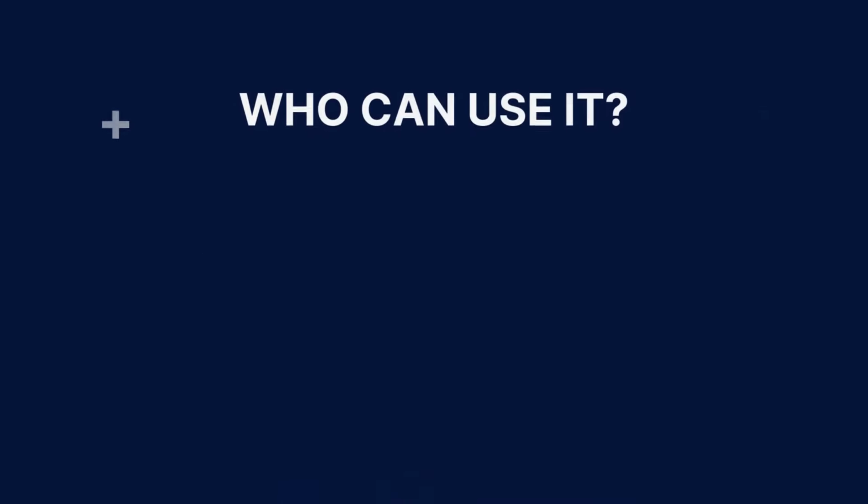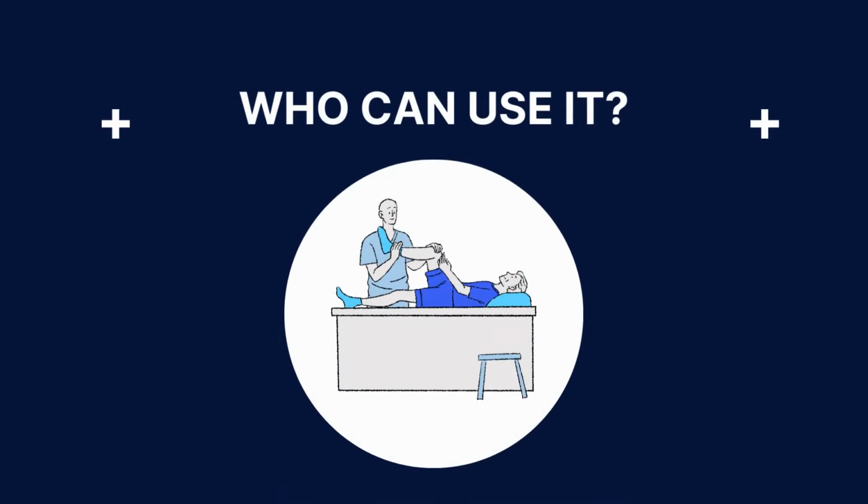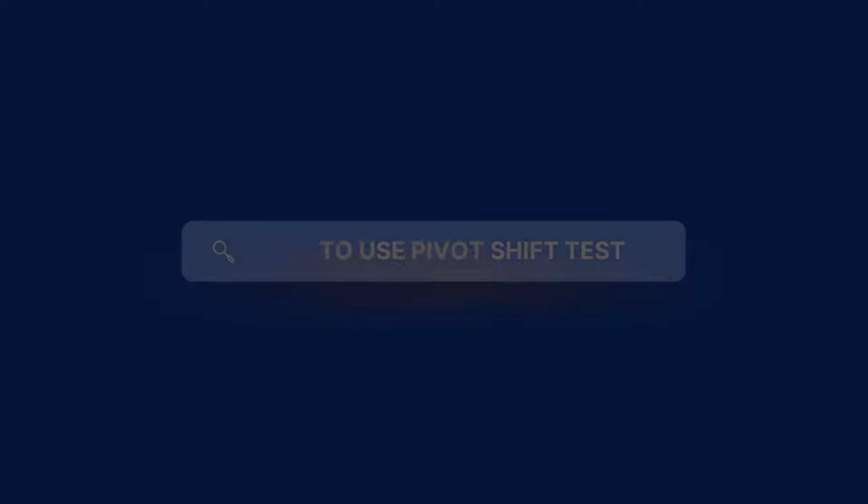ACL injuries are relatively common among athletes who engage in contact sports such as football or basketball, and those who participate in activities like skiing or skateboarding. To help diagnose ACL injuries, a doctor may perform the pivot shift test. During the test, the doctor will move the leg to evaluate how much pressure is necessary to cause a shift in the knee joint. There are a variety of healthcare professionals who can use this test, but it is mainly used by physical therapists.